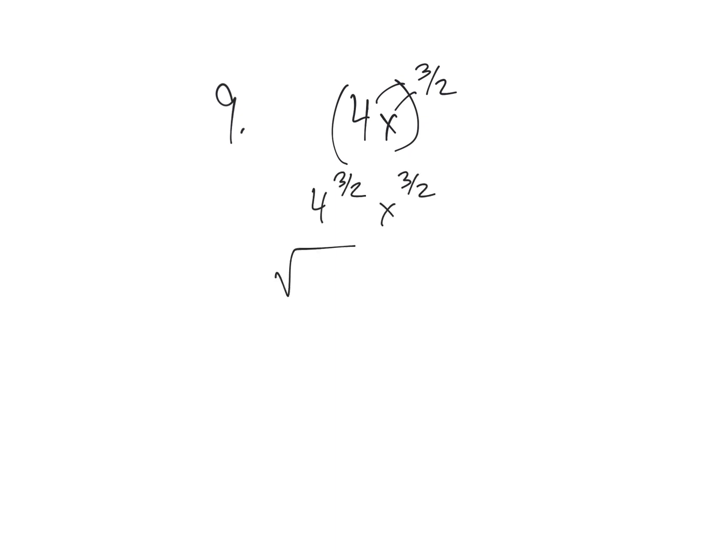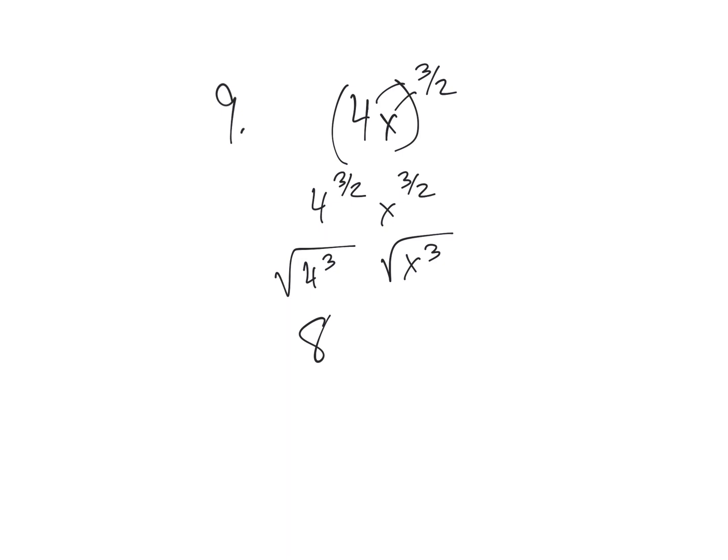Okay, number 9. Yeah, I'm pretty sure this was what was asked in the other classes. The 3/2 is on everything. So a couple different ways you could go about doing it. If you distribute, okay, 4 to the 3/2, x to the 3/2, you could do it this way. That's the square root of 4 cubed. That's the square root of x cubed. Okay, 4 cubed is 64. The square root of 64 is 8.